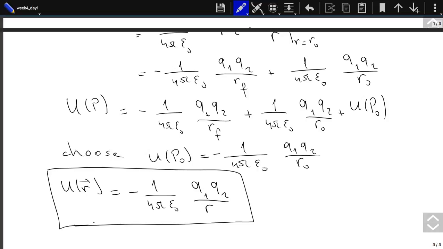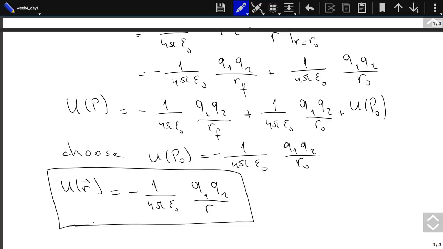Is this correct? Do you agree with this one? It should be R what? F, final. Well, I just renamed R final to be R. You agree?